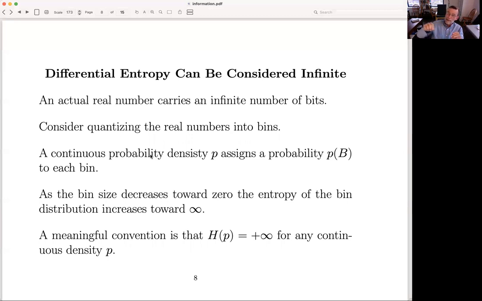It's point all of these numbers that are infinitely long. So the number of bits it takes to name that exact real number is actually infinite. So it's appropriate to think of differential entropies as being actually infinite.